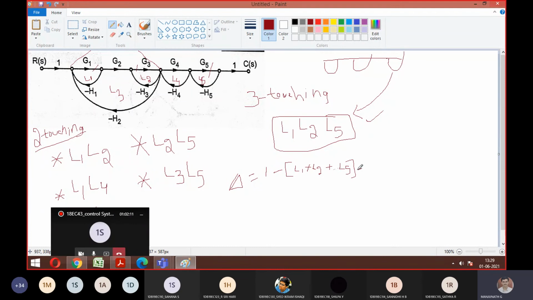Good. Then plus, how many two non-touching loops you have? Again 5. Correct? Good. So what you will take now? L1, L2 plus L1, L4 plus, you should do. See, it says gain of that, then summation of that. If you have more than one, you have to go with summation only. Understood? This plus we didn't do till now because we didn't get any option for more than one non-touching loops in the earlier problem. Agree?